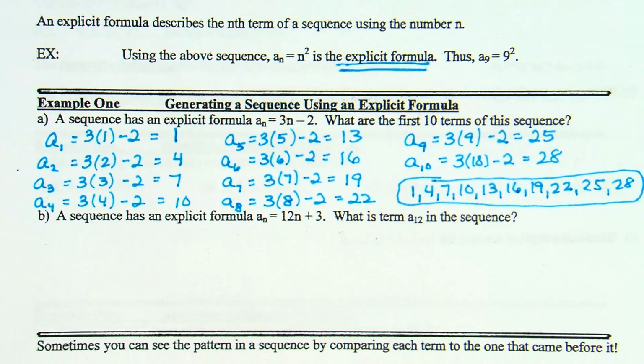What do you notice about the pattern as you look at this sequence of numbers? It's adding 3 each time. Where is that 3 in the formula?